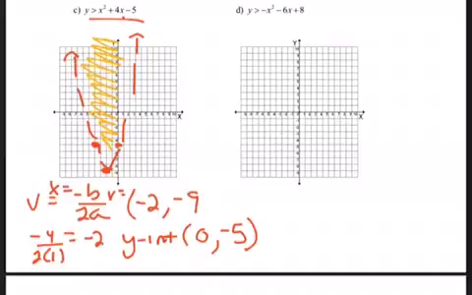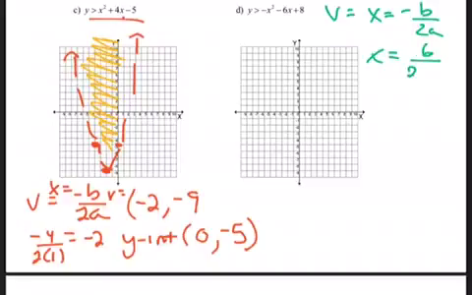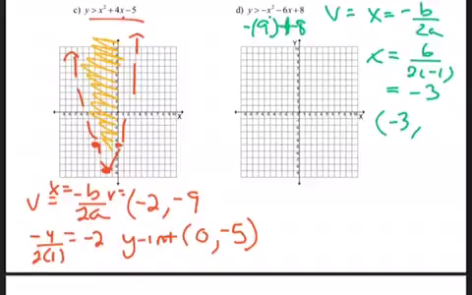Okay, now let's look at y is greater than negative x squared minus 6x plus 8. So my vertex, negative b over 2a. So I've got x is negative of negative 6, that's positive 6 over 2 times negative 1. So that's negative 3. So if I plug in negative 3, I get negative of negative 3 squared is 9, minus 6 times negative 3, so that becomes plus 18, and then plus 8. So I have negative 9 plus 18 is 9, plus 8 is 17.